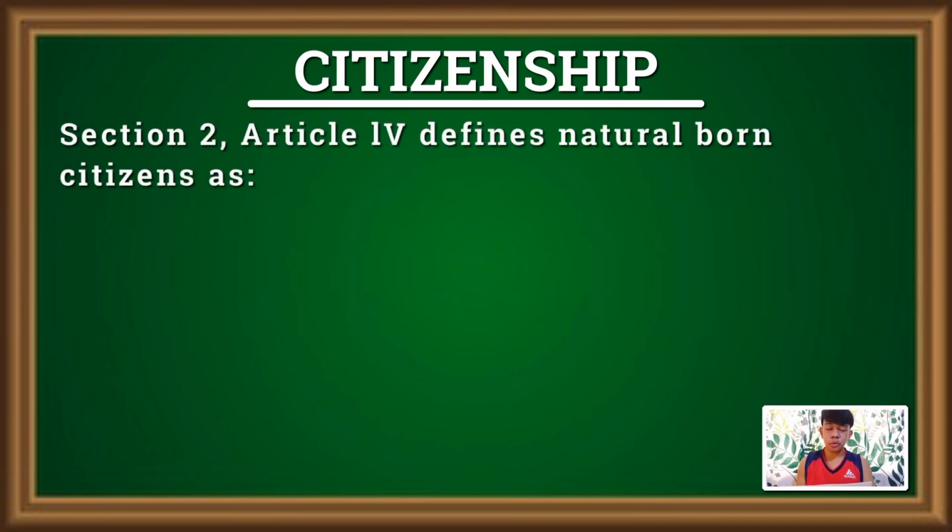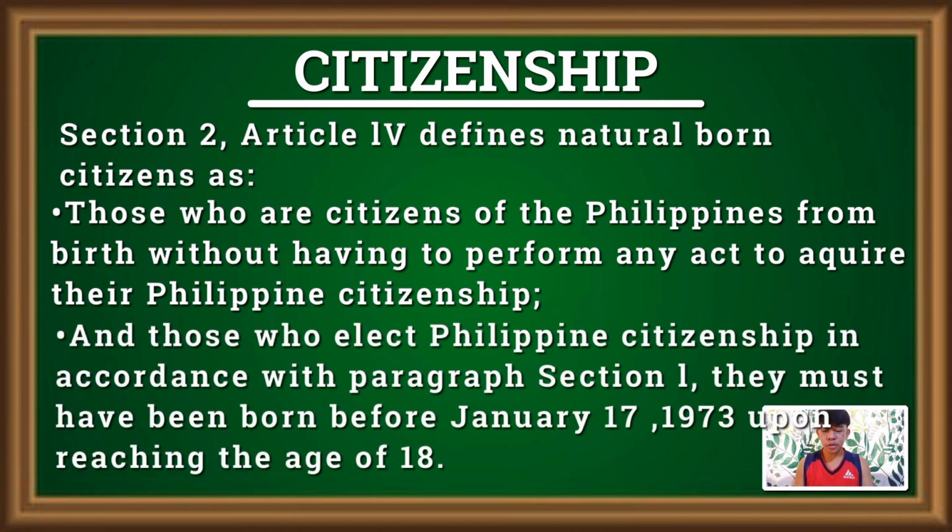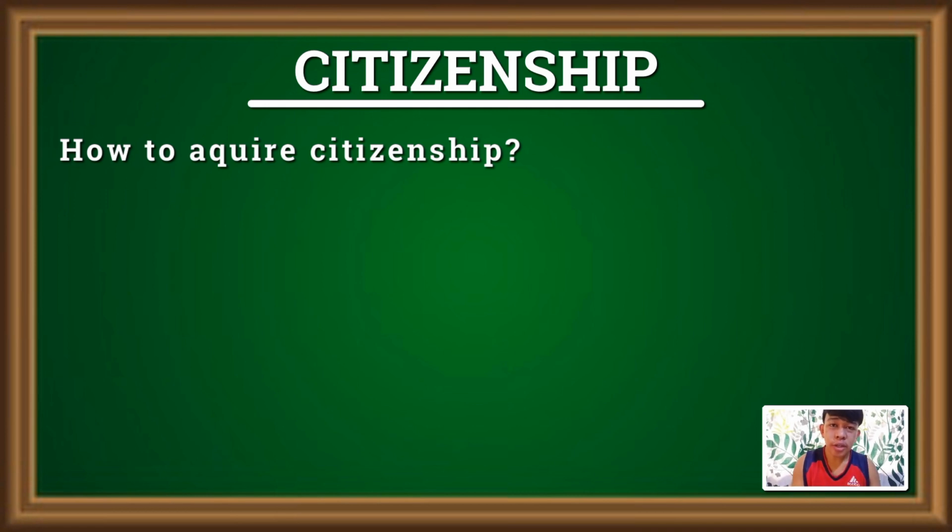According to Section 2, Article 4, natural-born citizens are those who are citizens of the Philippines from birth without having to perform any act to acquire or perfect their Philippine citizenship. Like if you are born here in the Philippines, you are now a Filipino citizen. And those who elect Philippine citizenship in accordance with Section 1 must have been born before January 17, 1973 of Filipino mothers and must have elected Philippine citizenship upon reaching the age of 18.